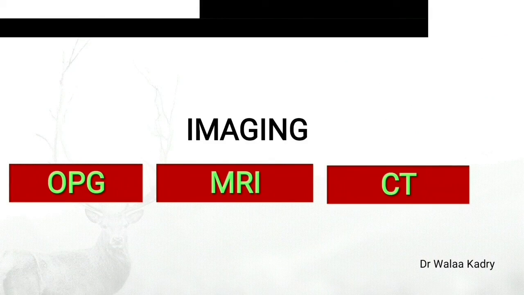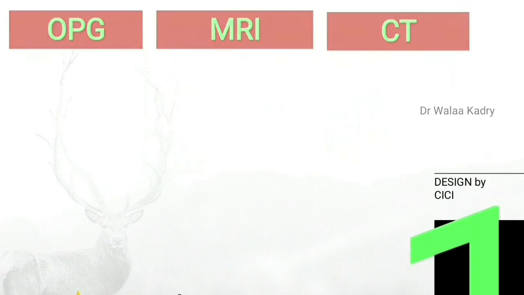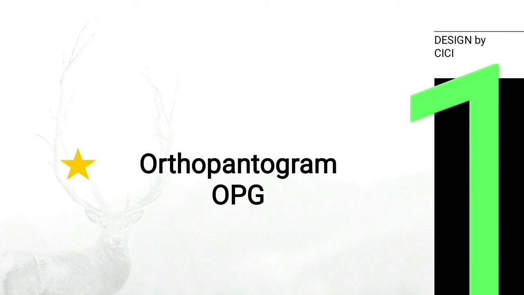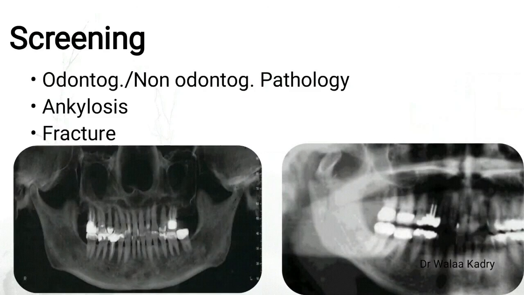Now, when to order a panoramic view, MRI or CT? Panoramic view or orthopantogram is usually asked for screening of gross abnormality in the TMDs, like odontogenic or non-odontogenic pathology, ankylosis or fracture, or any other pathosis.